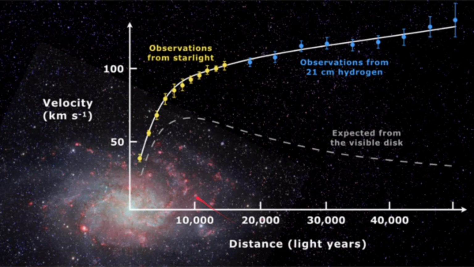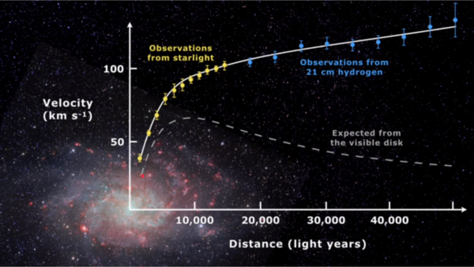So, for example, the 10,000 light years distance basically tells us that we are talking about the part of the galaxy which is 10,000 light years away from the center of the galaxy. This grey dotted line is the expected rotation curve from the visible disk of the galaxy. For the Andromeda galaxy, it shows us what the rotation curve will be if there was no dark matter.